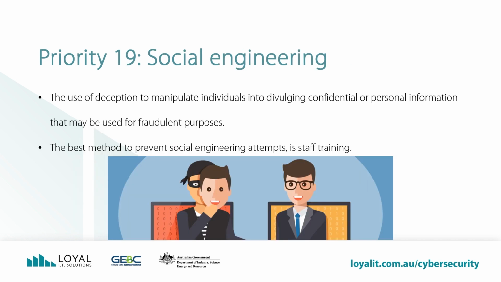Priority 19. Social engineering. This is where we start to look at non-technical systems within your business. Social engineering is the use of deception to manipulate individuals into divulging confidential or personal information that may be used for fraudulent purposes.